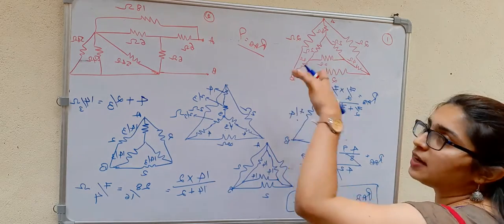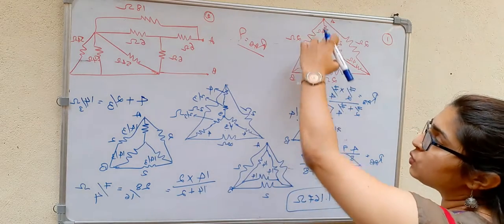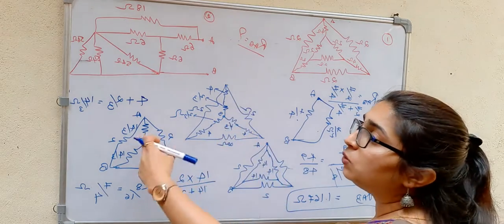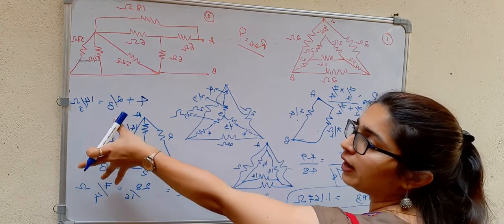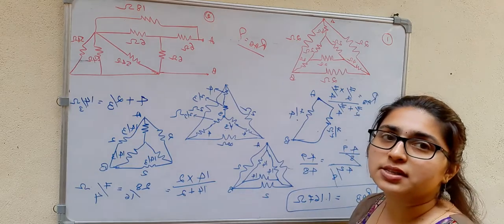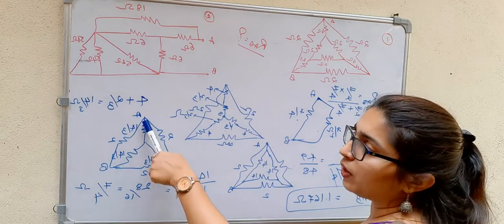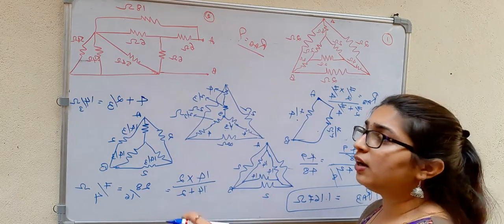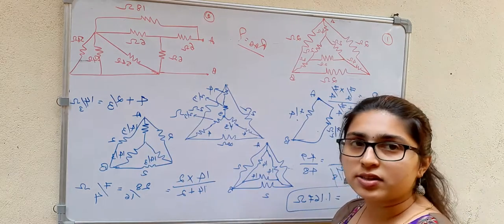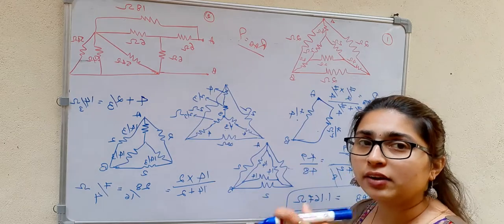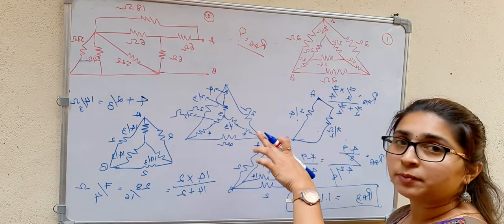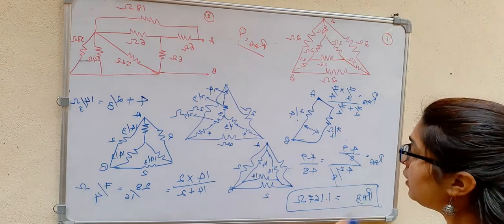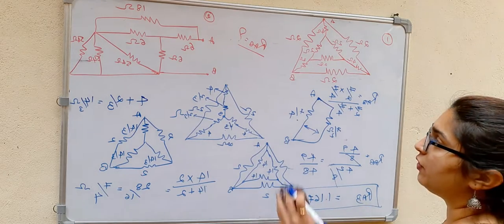Just convert this delta to star, then these two will be in series, okay? Then find out the series value. Then again, to find this equivalent resistance between the two terminals, you can convert star to delta, and then you see that resistors are in parallel, and then you get the resistors in series. Then again this will be in parallel, okay? From that we can find out the equivalent resistance.